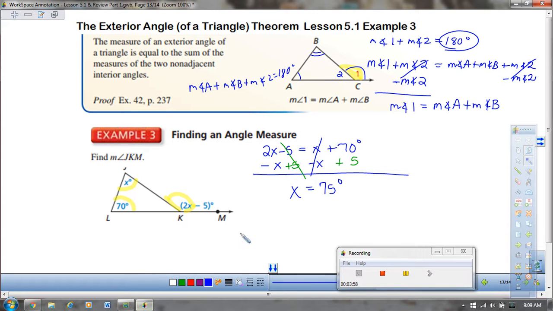So let's check and see if we're right then. So we've got x here, which says is 75 degrees. And if I add 70 and 75 together, I get that these two angles on this side are 145 degrees. If I take then and plug 75 into my equation for the exterior angle, 2 times 75 is 150. Subtract 5, and I get 145 degrees. So the exterior angle is 145 degrees, and it equals the sum of the two interior angles, which together sum to 145 degrees.